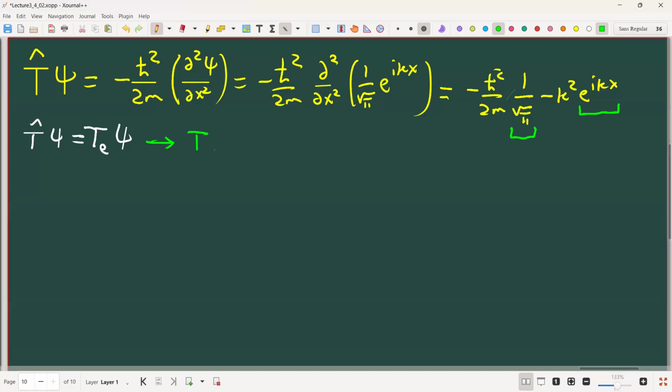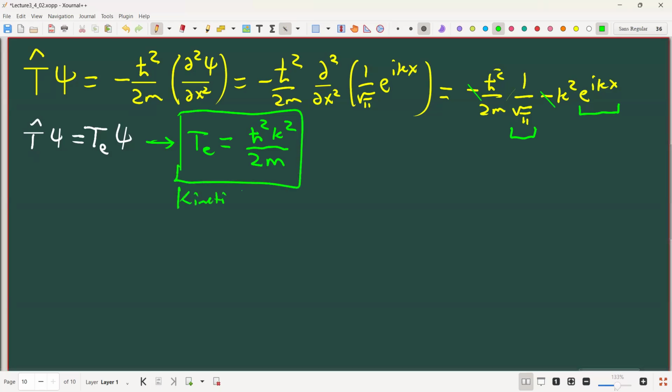So the kinetic energy is everything that's left over. The minus signs cancel out, and we're left with h bar squared k squared over 2m. So this is the kinetic energy of our free particle.